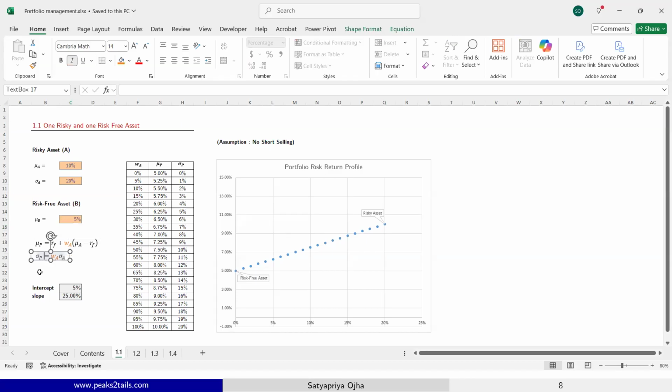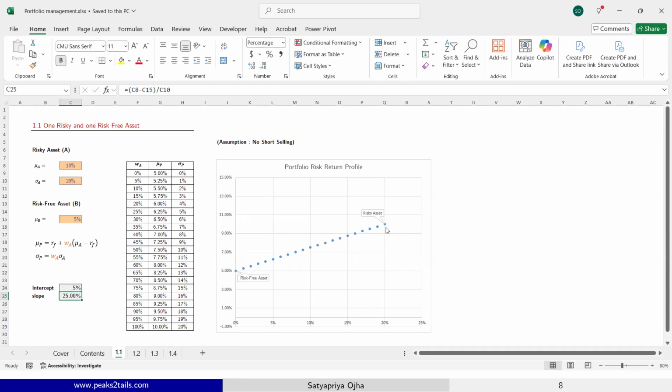These are the two equations that we developed. The variable that we control is the asset allocation, WA. Accordingly, the mean return and the volatility will change based on these two equations. The intercept is RF, 5%. The slope is mu A minus RF divided by sigma A, which is 25%.